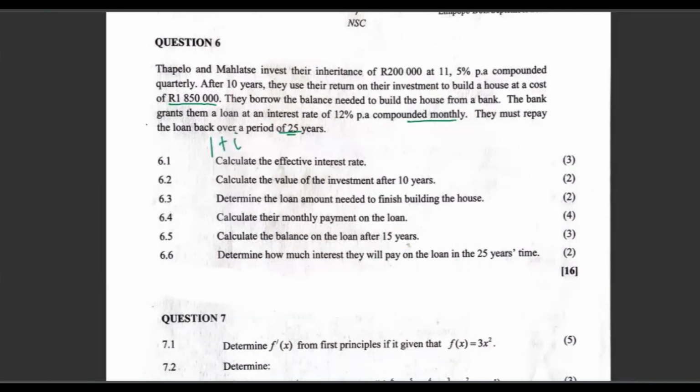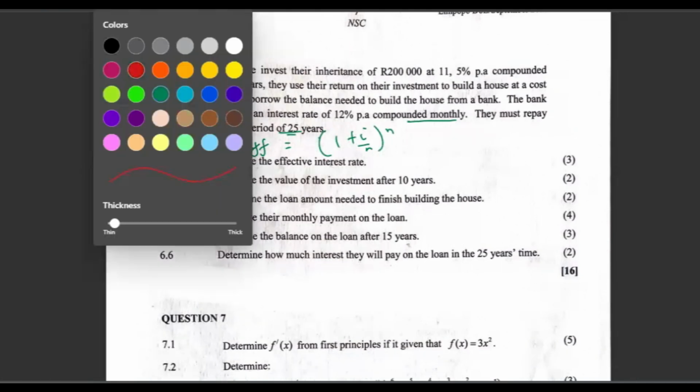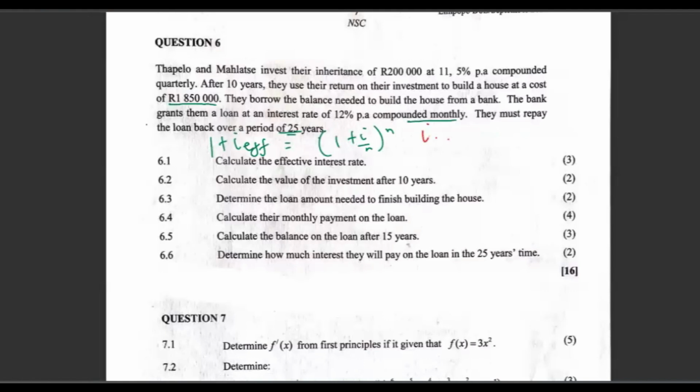So we know that 1 plus i effective is equal to 1 plus i nominal over that. Let's substitute, which means our i effective is going to be 1 plus 11.5%. We said they're compounding it quarterly, to the exponent of 4, minus 1. If we do that, the effective interest that I'm getting from my calculator is just 12%.